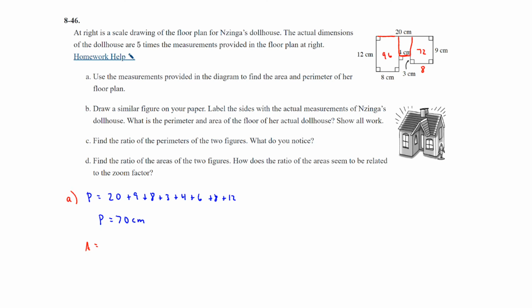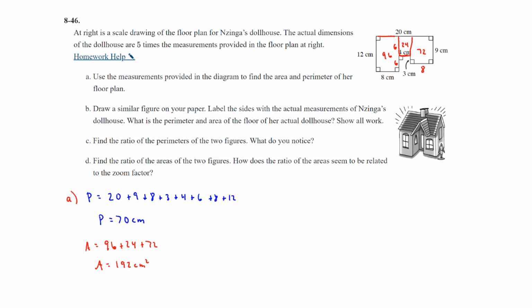Well, this one over here was what, 6? So then that means this has to have a 6 as well. So 6 times 4 is 24. So let's go ahead and add those up. We got 96 plus 24 plus 72, and that will be 192 centimeters squared.